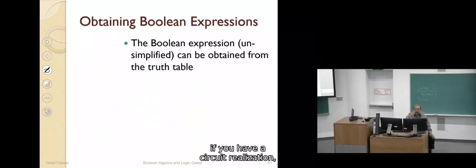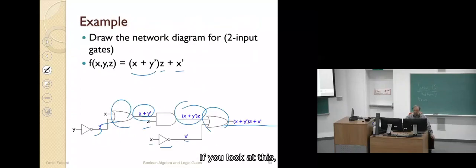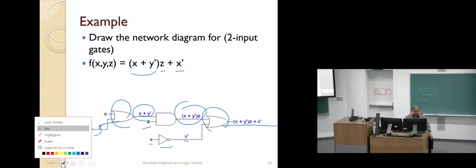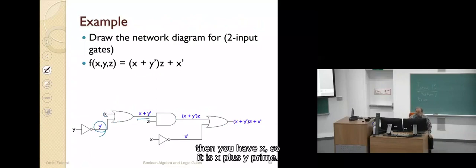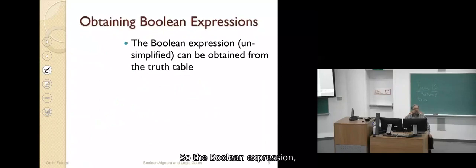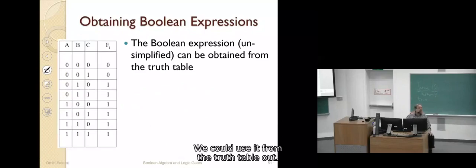Now, if you have a circuit, a realization, then how do you find out the Boolean expression? So if you look at this, let me use this one. That isn't hard. You start from here, y, then it is y prime here, then you have x, so it is x plus y prime. Okay. So the Boolean expression, but it might not be simplified. We could also get it from the truth table. This is the new thing that I am telling you.